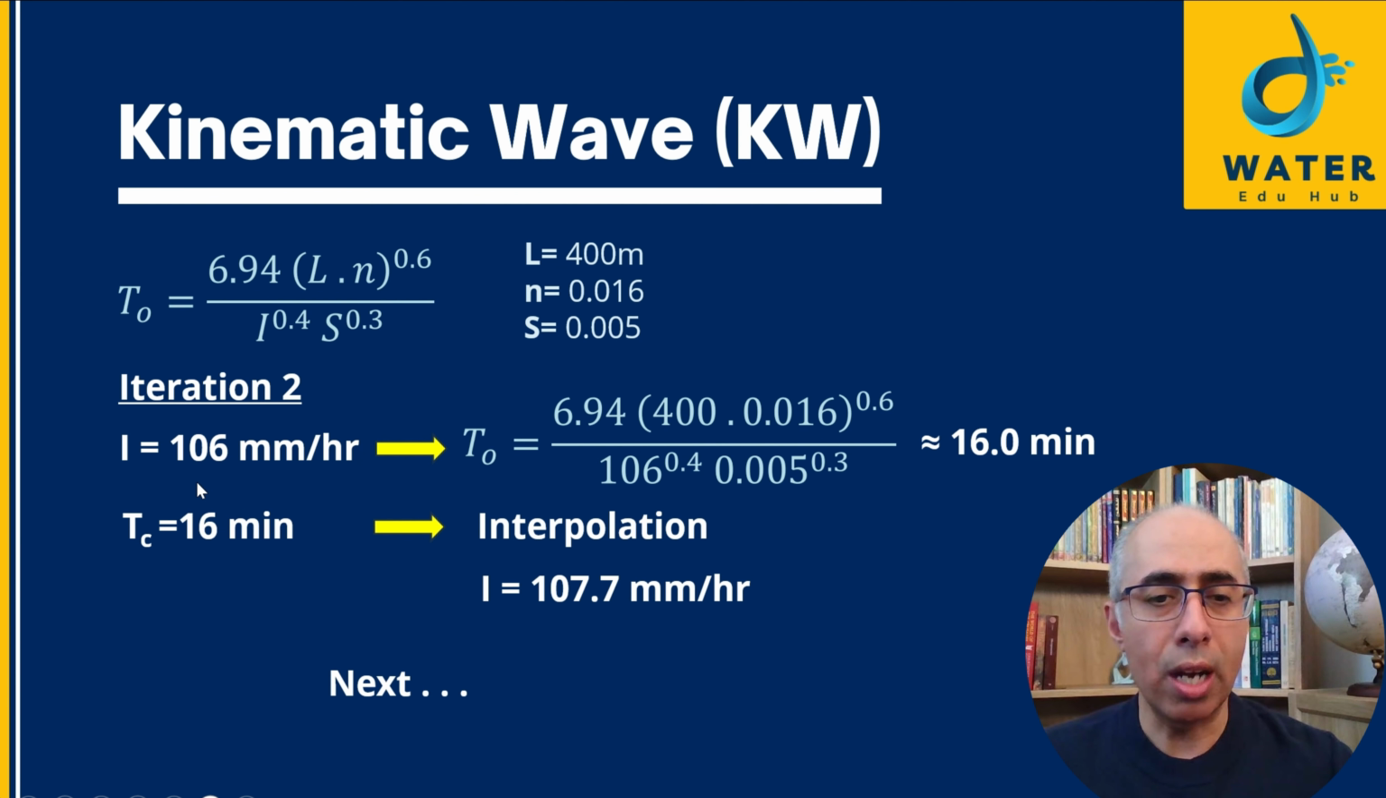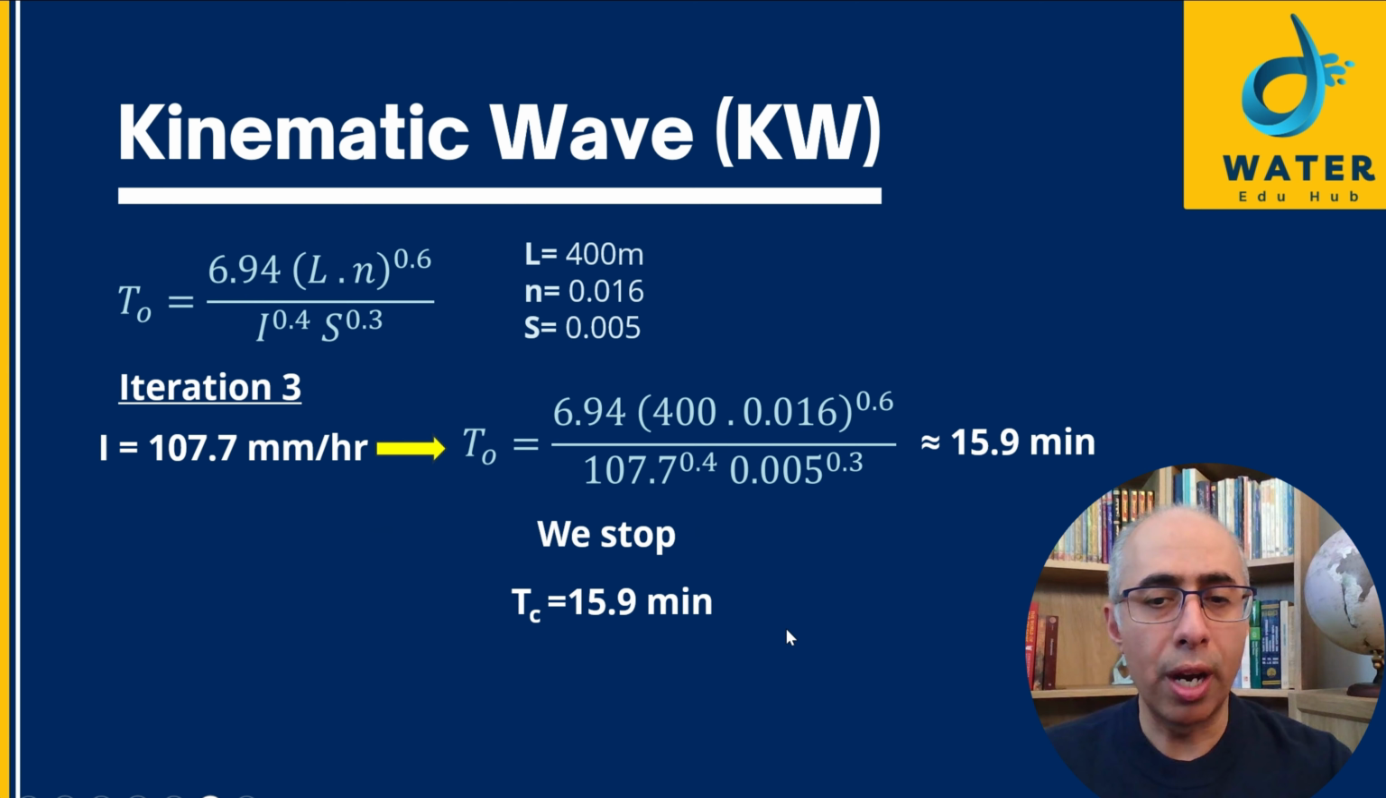So using 106 mm per hour and plugging it into the formula, I get 16 minutes this round. And again, by interpolation, which I haven't shown here for saving time, I get 107.7 mm per hour. That's the end of iteration 2. I go to iteration 3. I use that one, put it in the formula, I get 15.9, and I will stop here because 16 becomes 15.9. It's a very minor change in the time of concentration, and we can conclude the calculation.